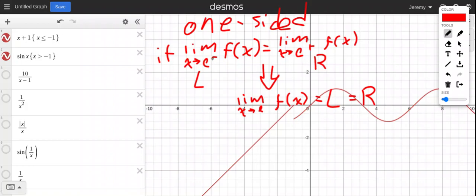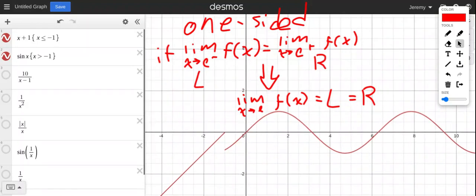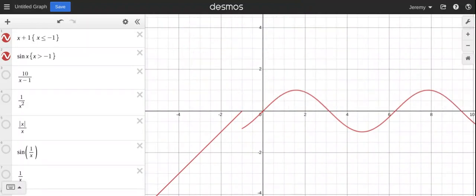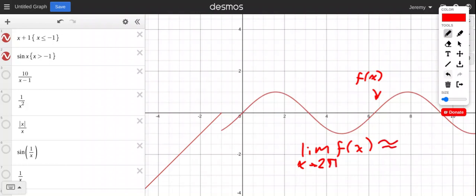So what does it actually mean? What does it mean for a limit to approach c from the left? Looking at this graph over here, which we can call f of x, I want to find, or approximate, because we only have a graph here so we can only estimate so far, the limit of f of x as x approaches 2 pi, which is approximately equal to.